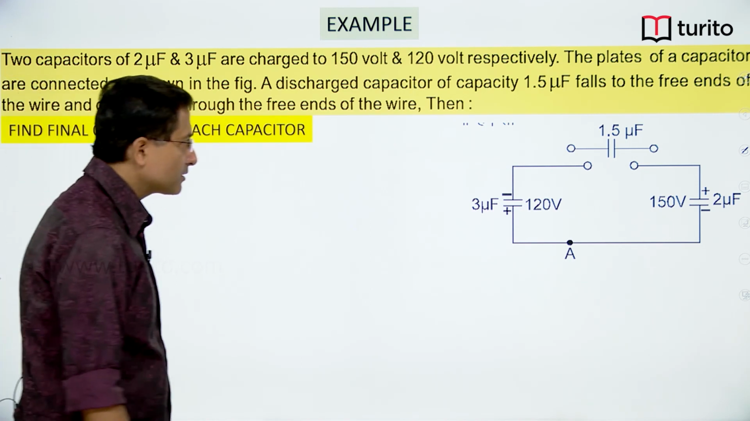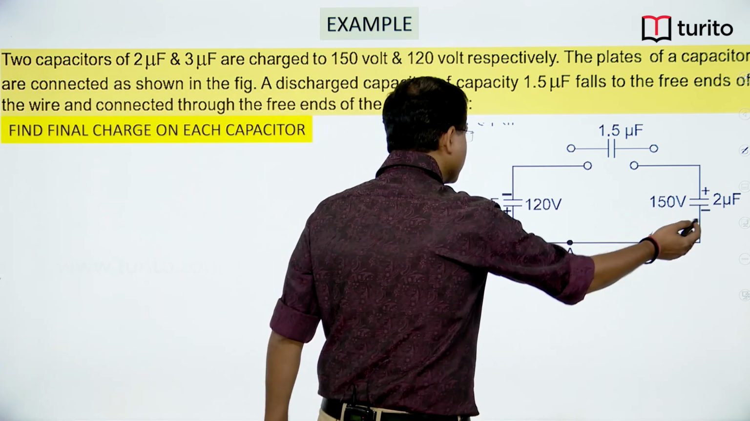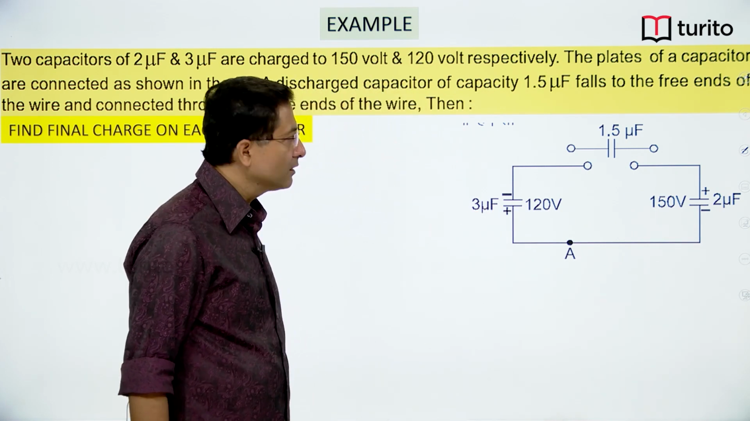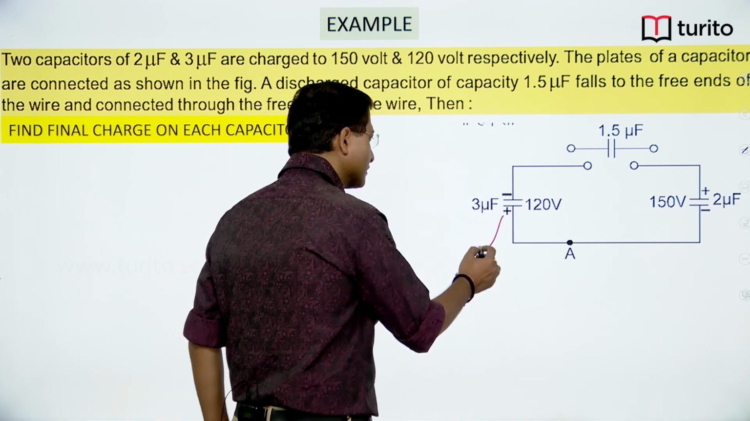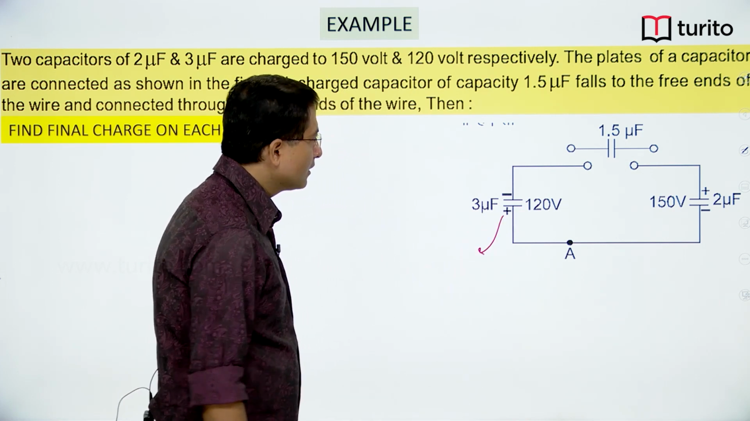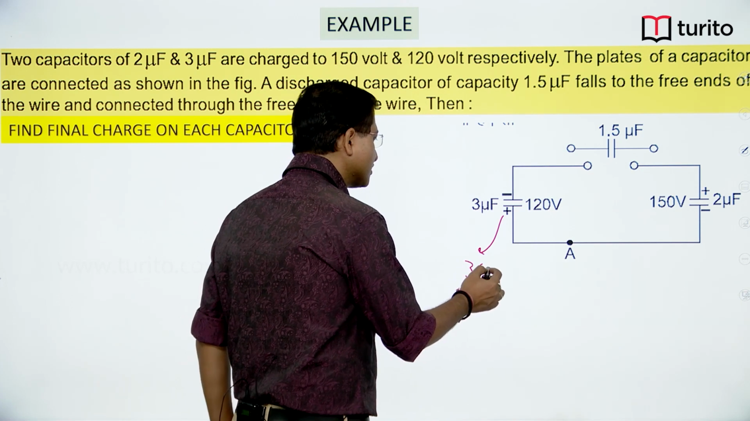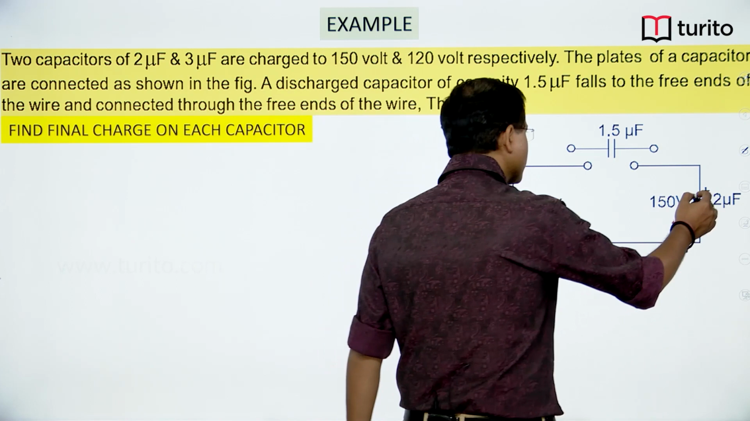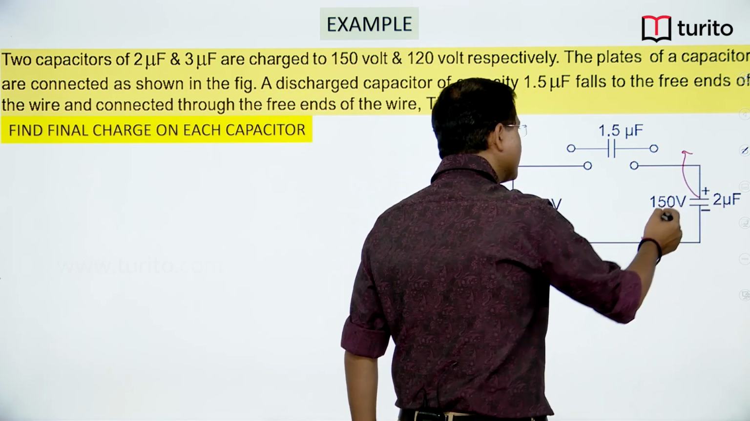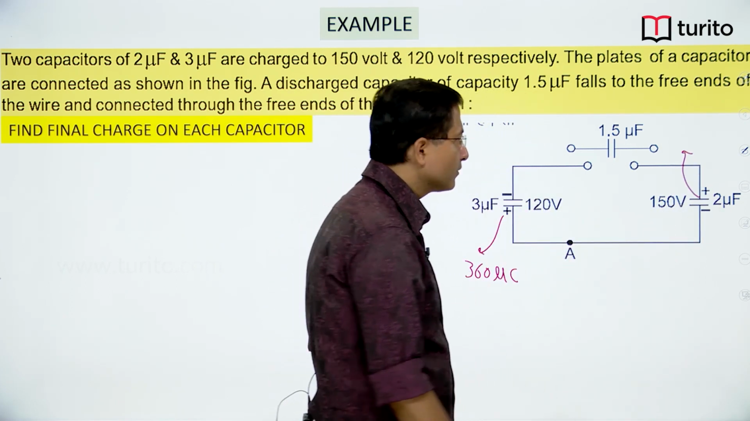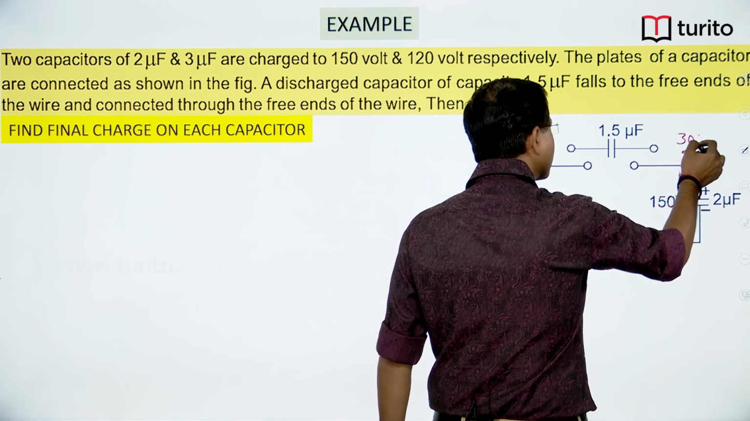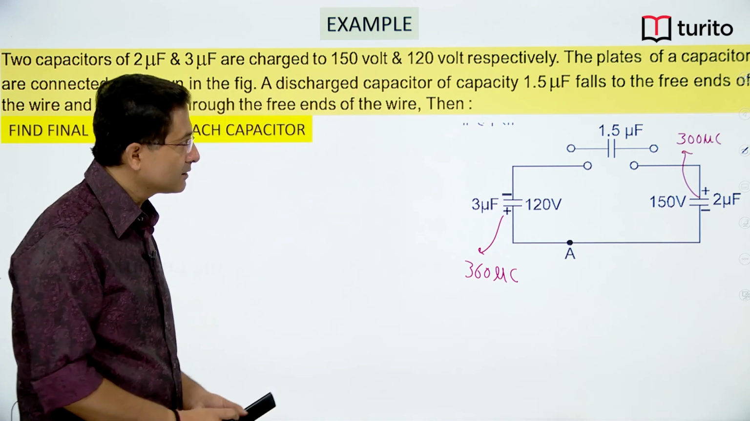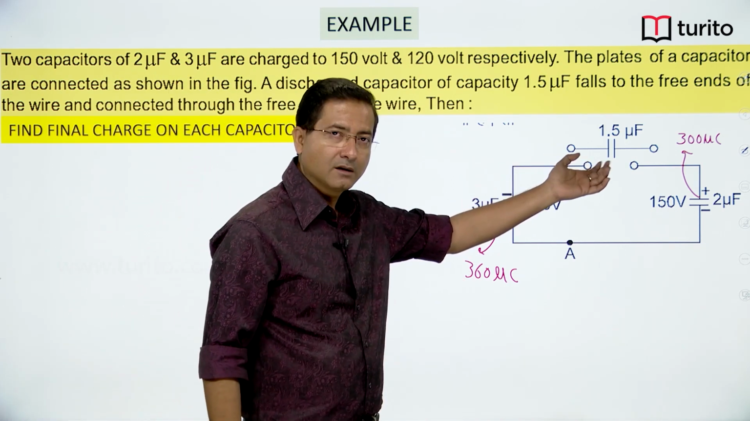So this is an initially charged capacitor, this is an initially charged capacitor. How much would be the charge? You can multiply Q is equal to CV. So this will be 360 microcoulomb, and this positive plate will be 300 microcoulomb. Okay, and we have got this as an uncharged capacitor, right?